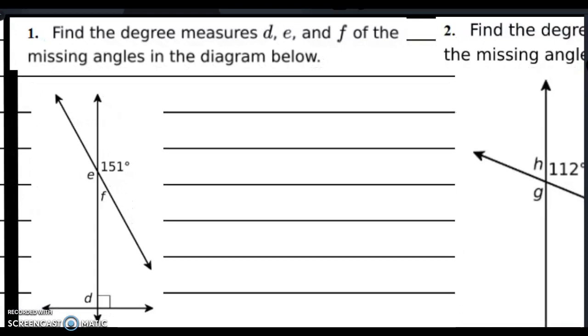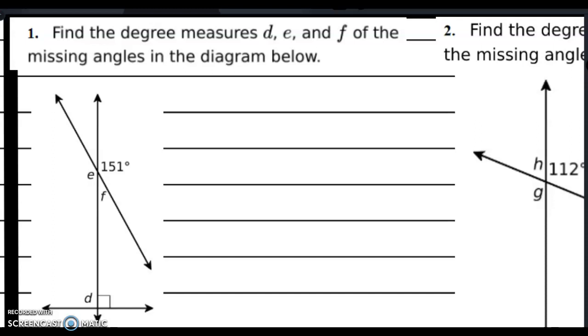Alright, here it says find the degree measure D, E, and F of the missing angles in the diagram. So we've got 3 letters here, and you need a number for each one, and you're going to use everything that you know about angles to find them. That is, linear pairs add up to equal 180, complementary angles add up to equal 90, and vertical angles are equal to each other. So the first one is to look for vertical angles, because you can see the answer right away.